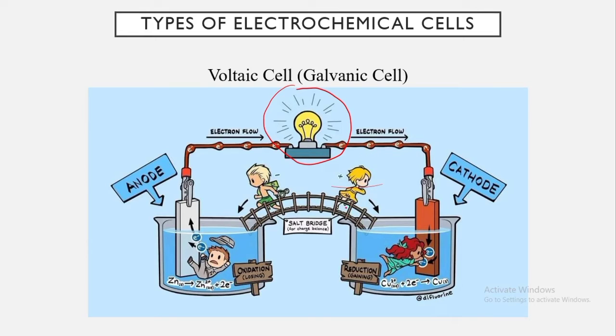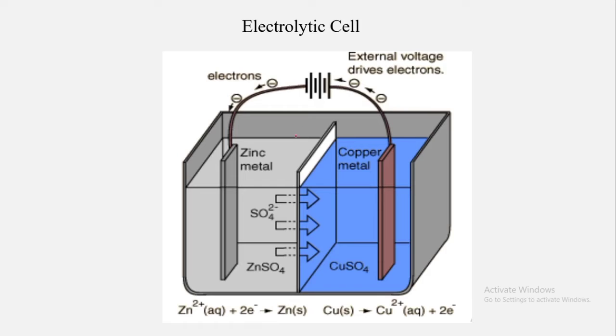Electrical energy. And for this, the reaction is spontaneous. So for this one, the Gibbs free energy is less than 0. Now let's look at the electrolytic cell.